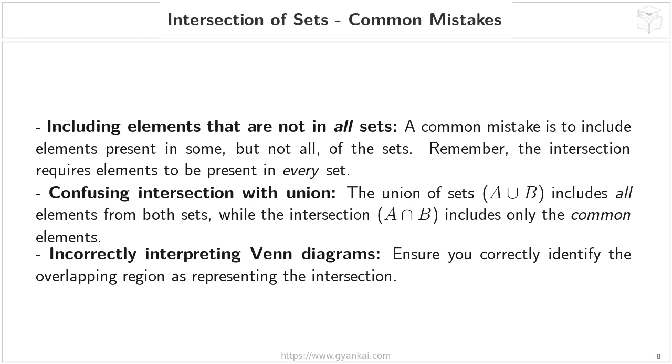Finally, let's talk about incorrectly interpreting Venn diagrams. We saw how useful Venn diagrams are for visualizing sets and their intersections. Remember, the overlapping region of the circles represents the intersection. It's the area where the sets share elements. It's easy to get distracted by the entire circles, but when you're identifying the intersection, focus solely on that overlapping part. That's where the common elements reside.